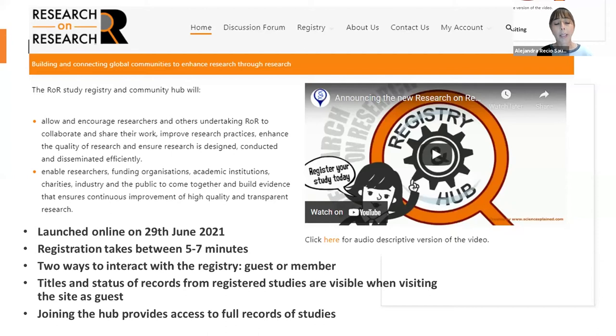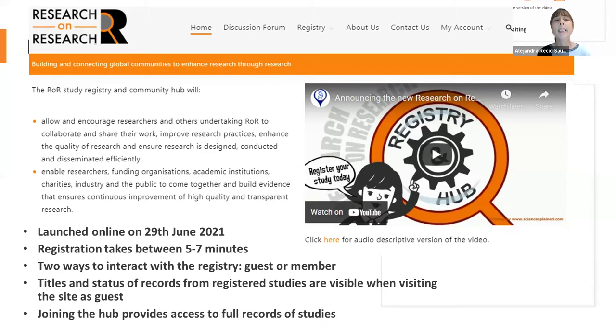Registration was to make sure that the registration is easy and straightforward is to pilot the form that is actually used to upload the details of your study. And we know that it takes between 5-7 minutes, depending on the detail that you give. And we are happy about that because we believe that encourages that people just go visit and upload their records for the work that they are doing.